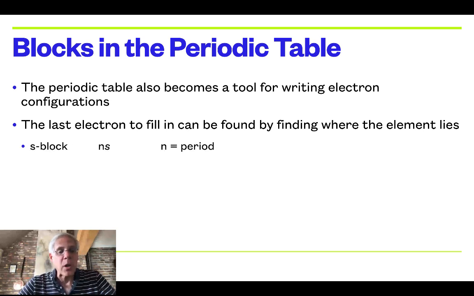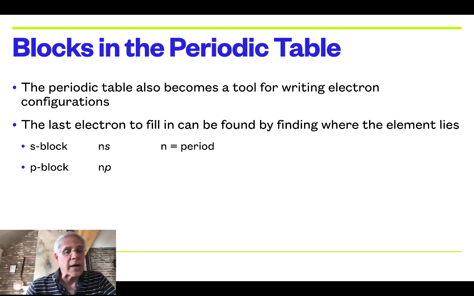We have blocks and periods in the periodic table. If an element is in the s block, which is the first 2 columns or groups of the periodic table, then we're filling in the ns electrons, where n is equal to the period. The p block is the last 6 columns of the periodic table, and that fills in as np, where n is still the period.